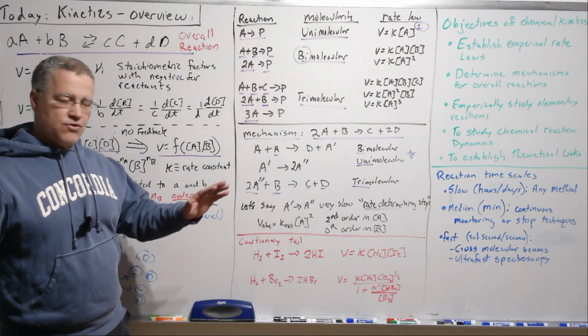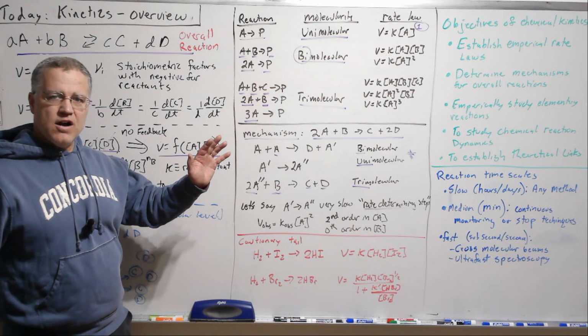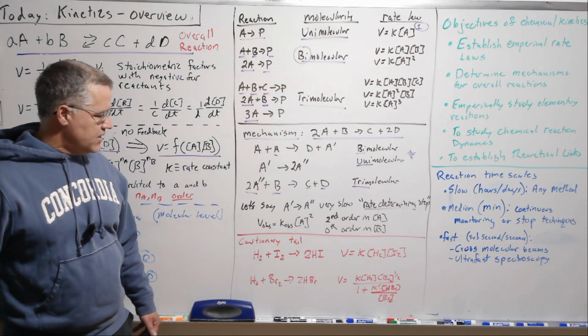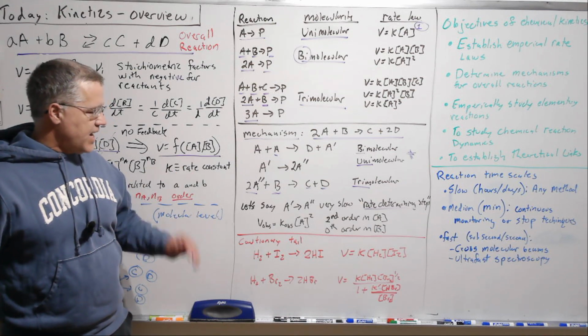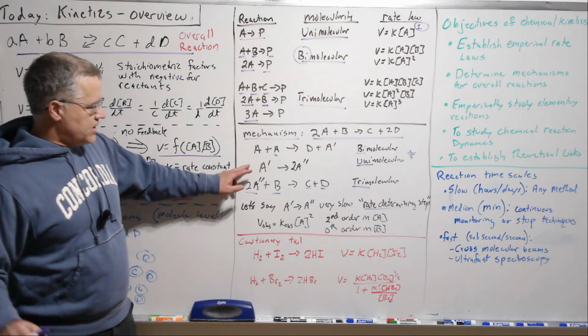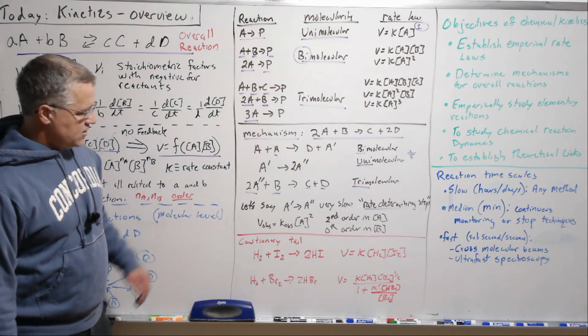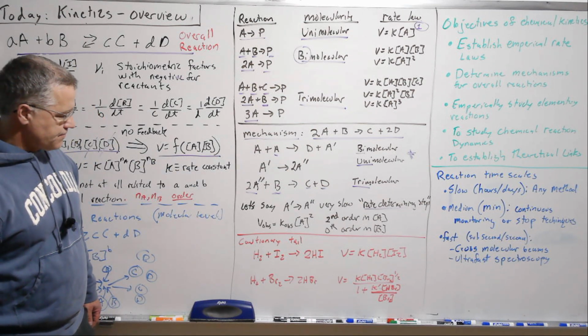Now, nothing can stay zeroth order forever. If this goes on and on, eventually we'll run out of B, and that'll start to slow the reaction down. But again, early in the reaction, if this is the slow step, then that's the rate determining step. There's no B involved, and so B would be zeroth order.